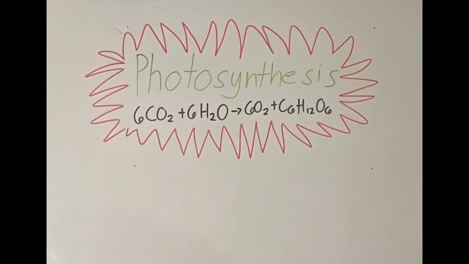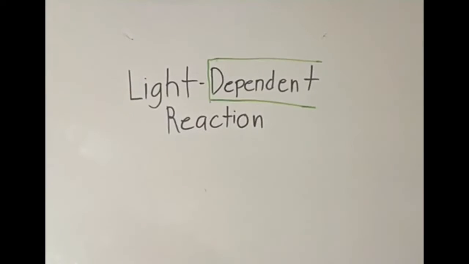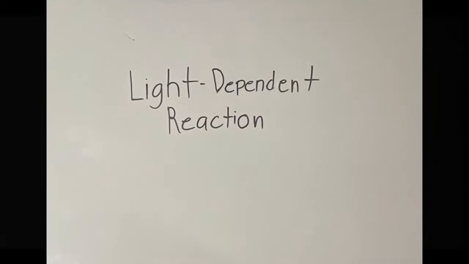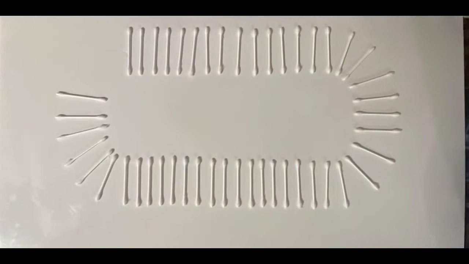Photosynthesis, the process by which plants use sunlight, water, and carbon dioxide to create glucose and oxygen. The first reaction, the light-dependent reaction. The light-dependent reaction occurs inside the thylakoid, inside a chloroplast.